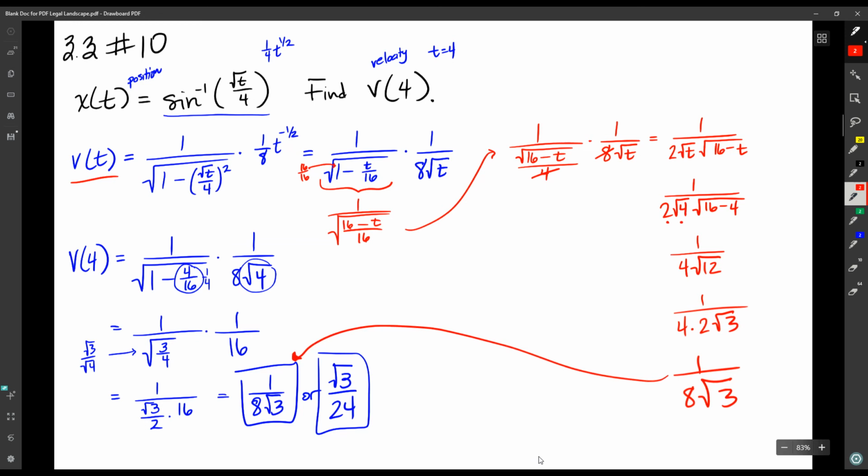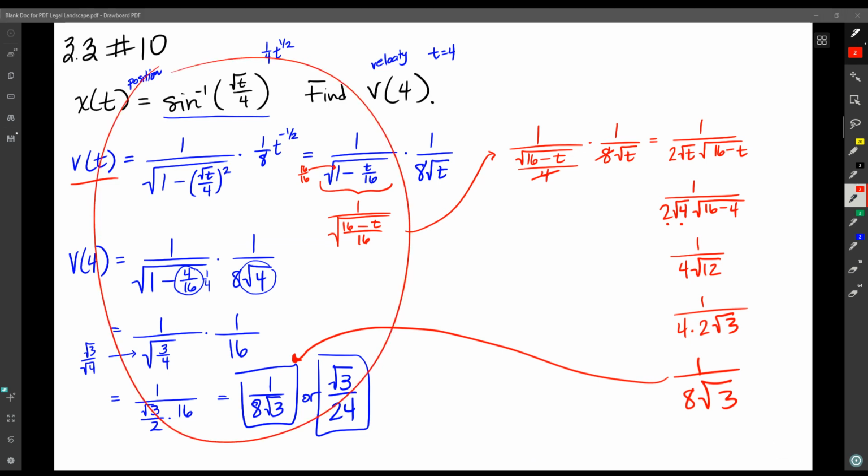So it's really a preference of which way you want to simplify, either before or after you plug that 4 into the velocity function. I would personally do it this first way. So that's number 10 from 3.3.